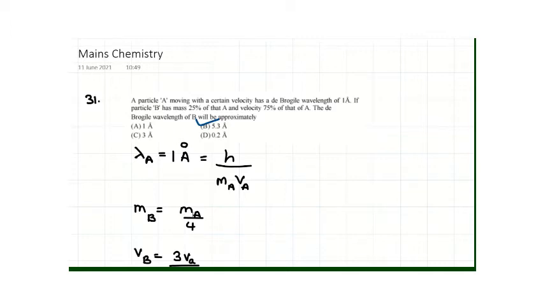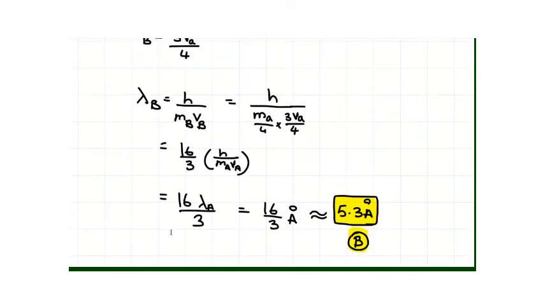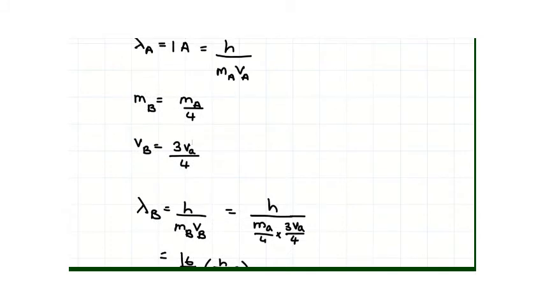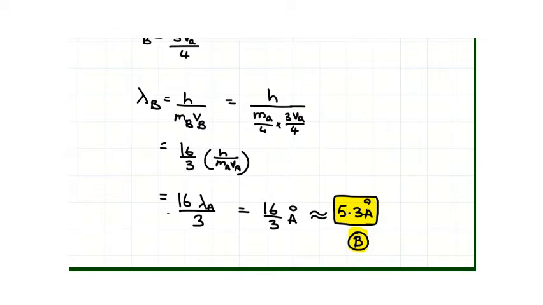25% is basically 1 by 4, so we have mB equal to mass of A by 4 and velocity of B equal to 3 into velocity of A by 4. Again, when we apply lambda equal to h by mv for particle B, we get lambda B equal to h by mA by 4 as derived before into 3vA by 4 as derived before. When we simplify this, we get h divided by 3 mAvA whole divided by 16, and when we take the 16 to the numerator, we get lambda B equal to 16 by 3 h by mAvA.